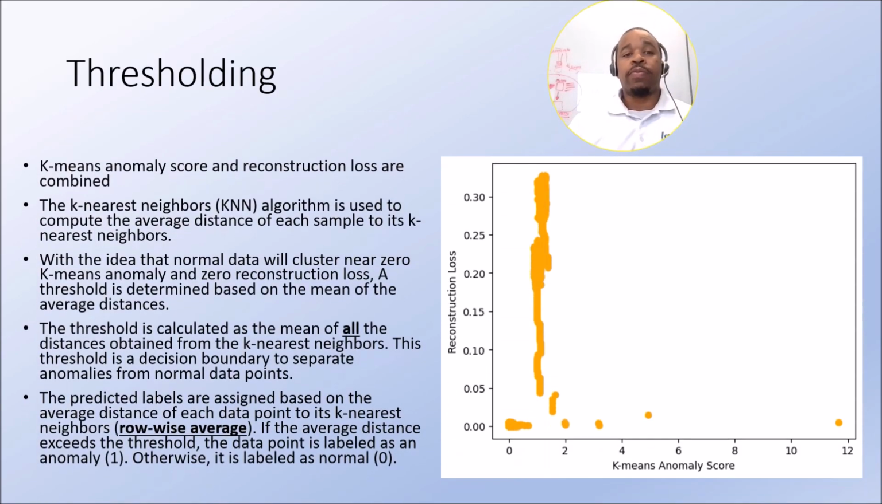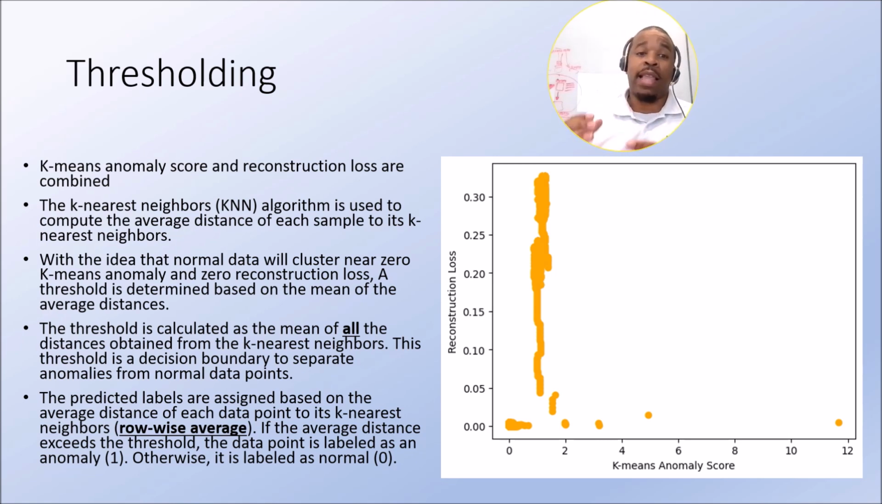Thresholding. So we have two main anomaly scores. We have our k-means anomaly score and our reconstruction loss. We decided to go with a density-based approach because intuitively, most of the data is going to be normal, and normal data points should cluster around 0 reconstruction loss and 0 k-means anomaly score error. So we're going to have a high density of data there. Now, looking at the graph on the right, you can see how our algorithm models the data.